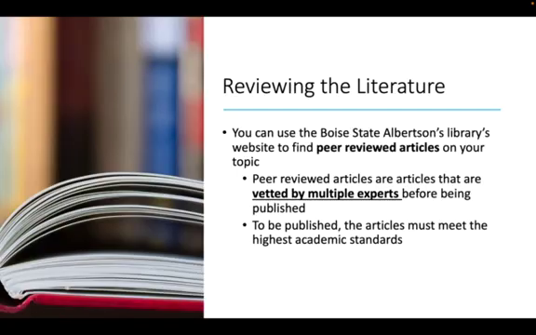So how do we go about reviewing the literature? We can use a lot of resources from the Albertsons Library here on the Boise State campus. There are a number of databases that we can use, such as Google Scholar, to look for what are called peer-reviewed articles. A peer-reviewed article is an article that is examined or vetted by multiple experts before it is published. And to be published, these articles must meet the highest academic standards.